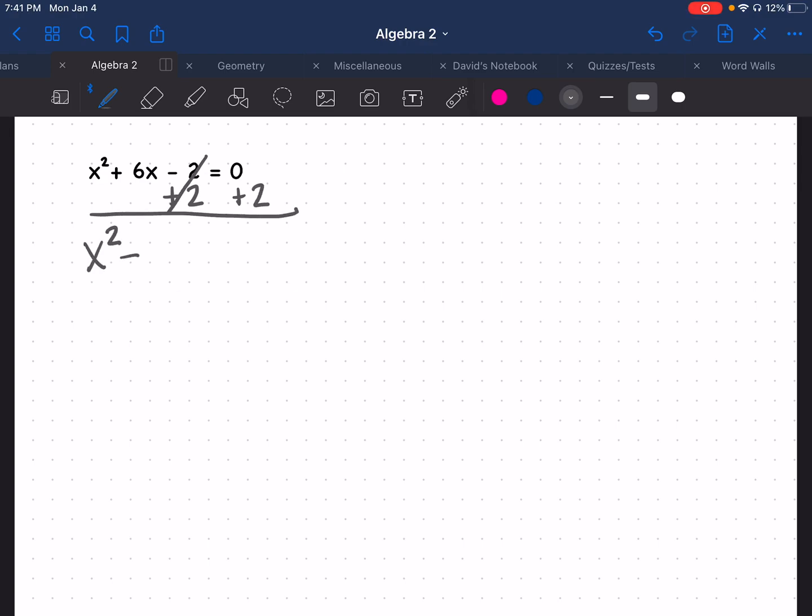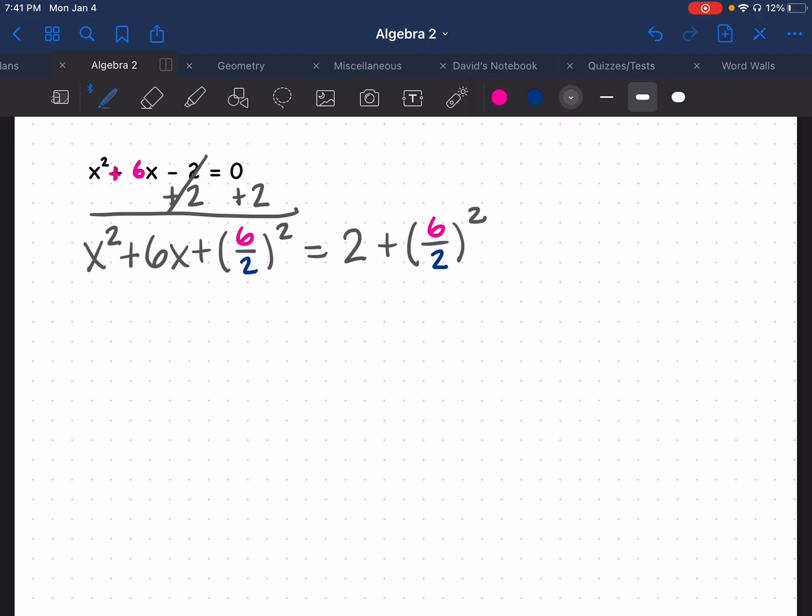I'm going to go ahead and make space for my completing the square fraction on both sides. 0 plus 2 is 2. And I'm going to put my 2 on the bottom. I'm going to go back and find out what my b term is. It's positive 6. There we go.